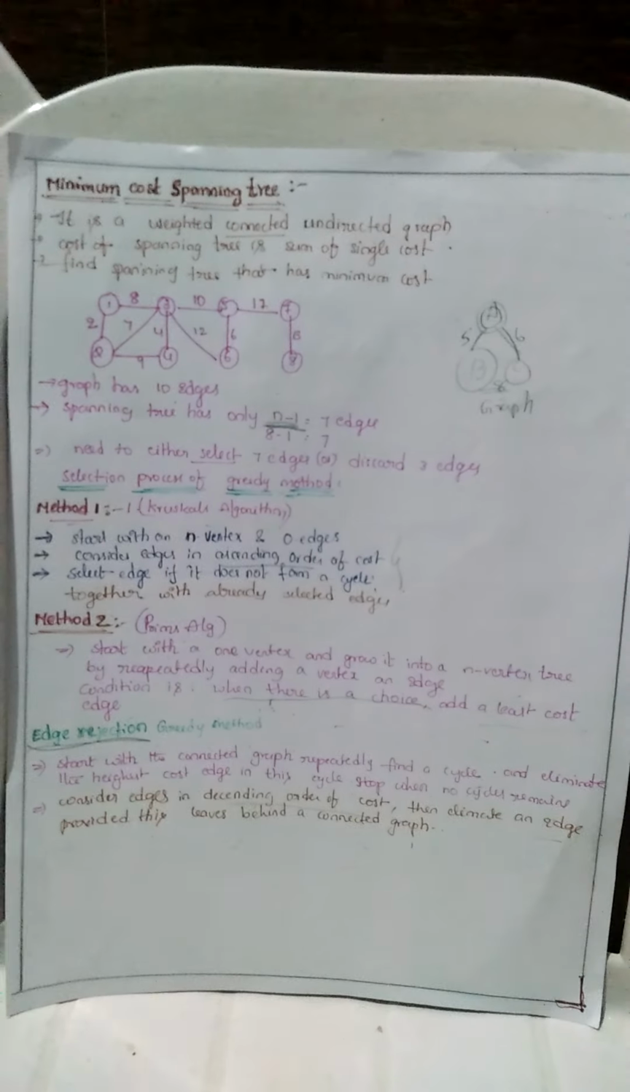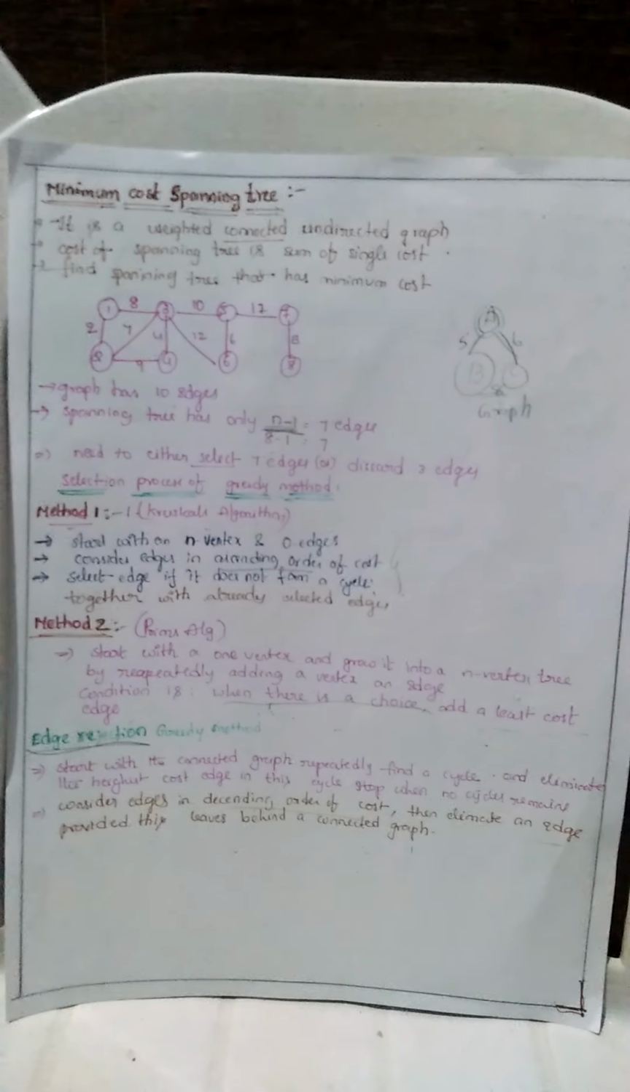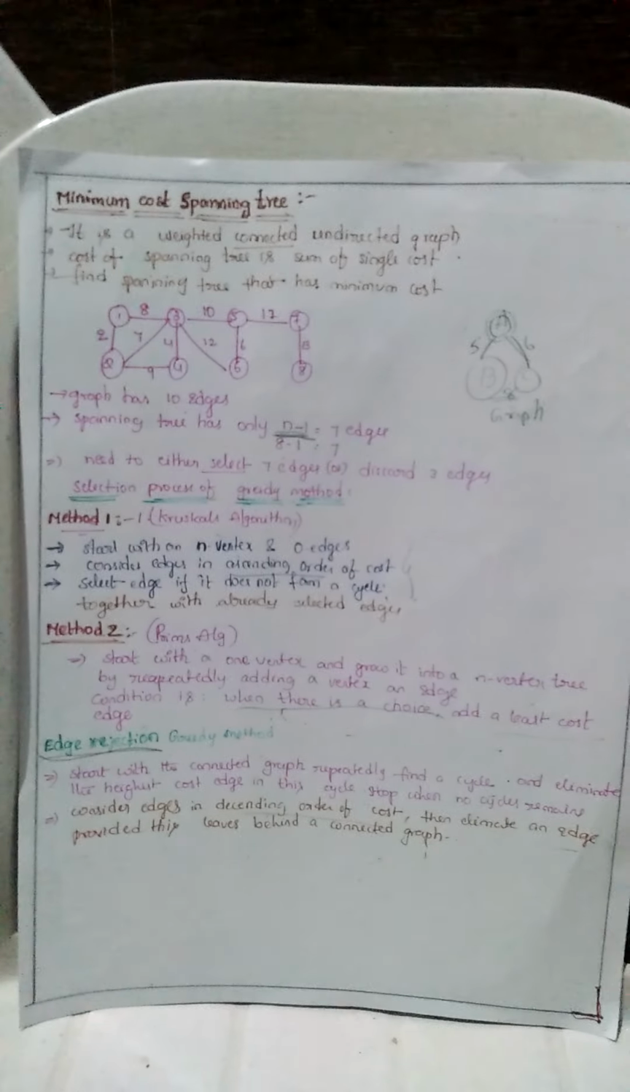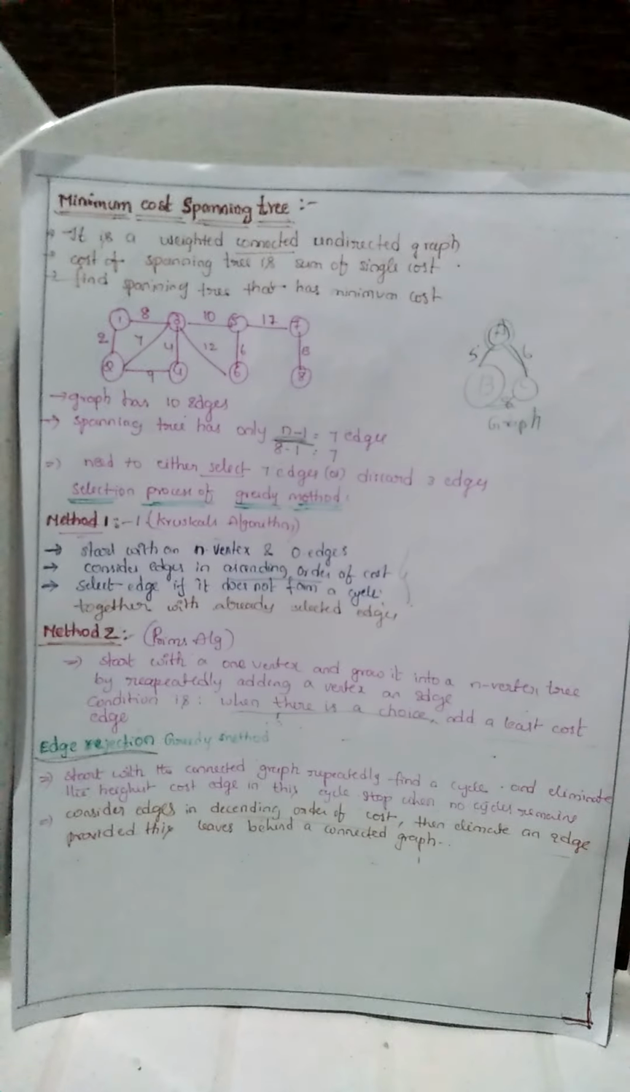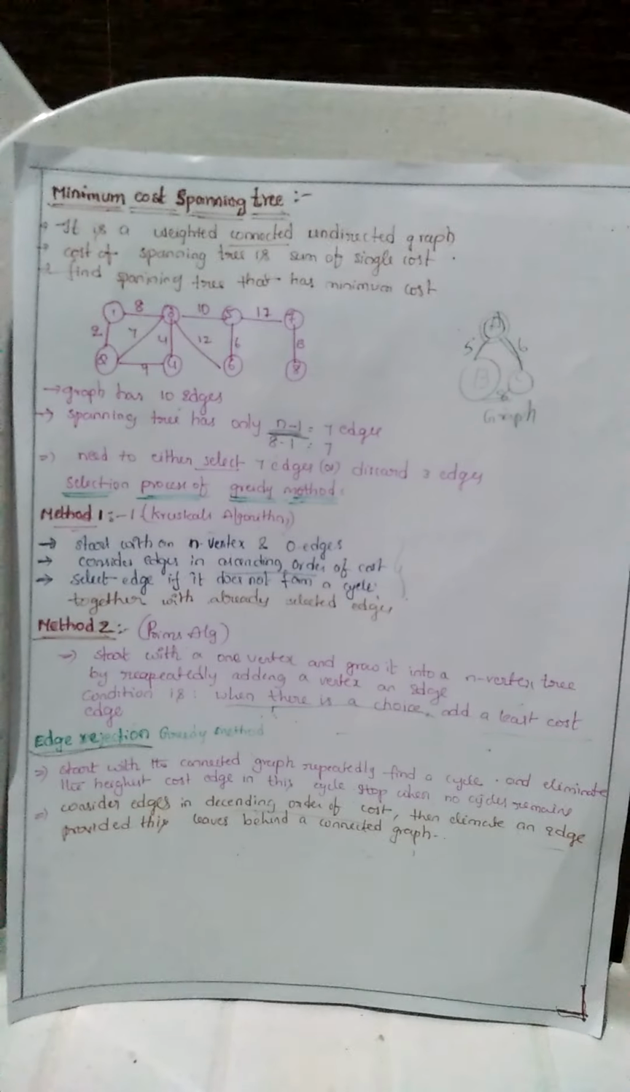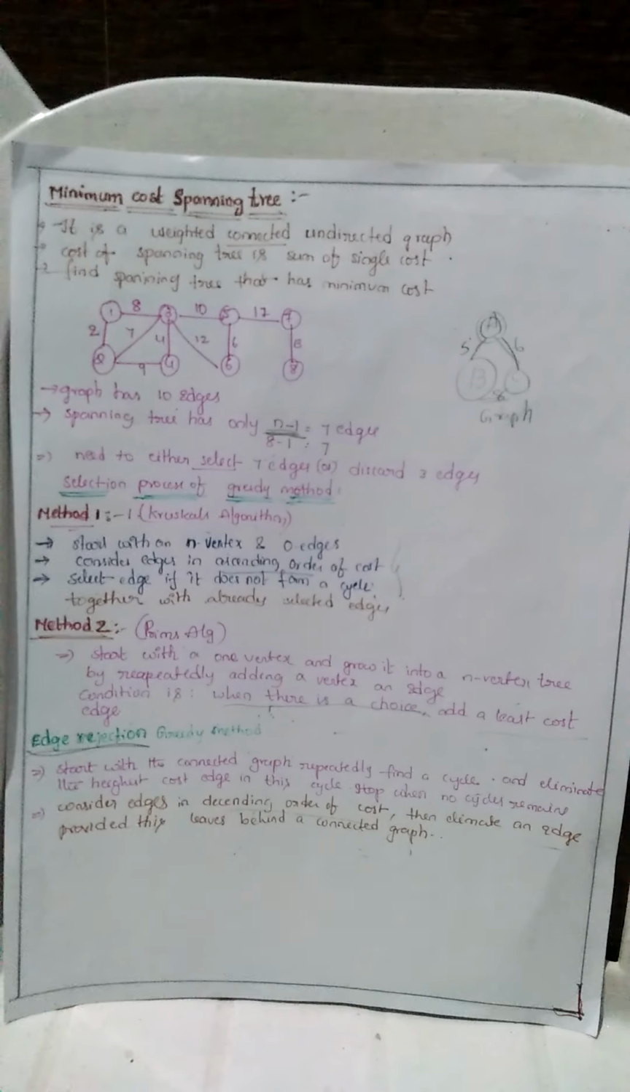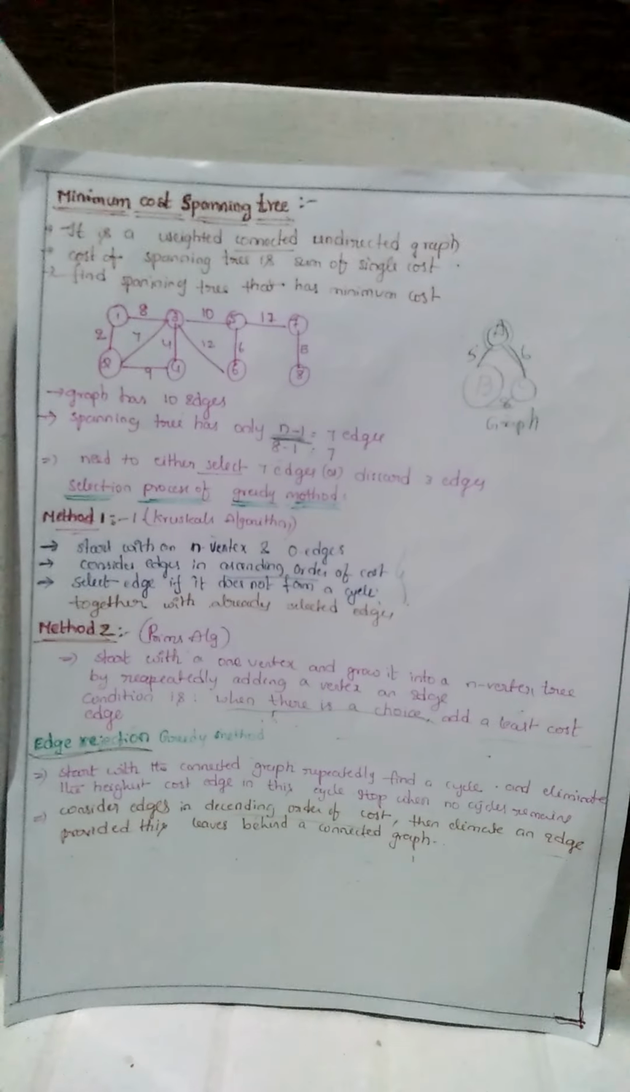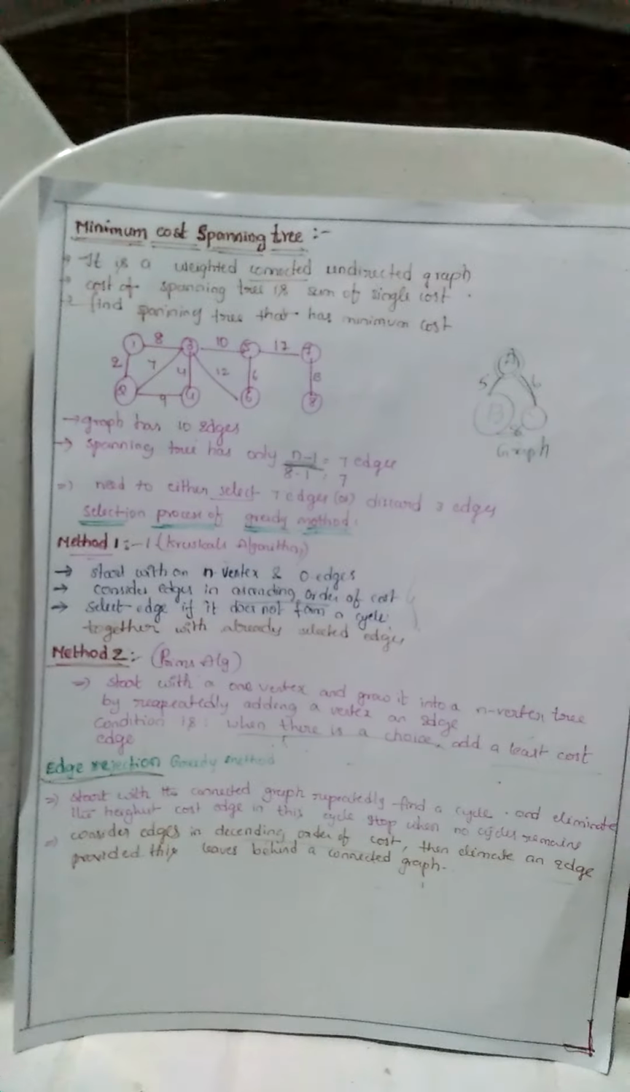The graph has 10 edges, but according to our formula the spanning tree has only n minus 1 edges, where n is the number of vertices. The number of vertices is 8, minus 1, that is 7 edges. Actually here we have 10 edges, but we need only 7. So we need to eliminate 3 edges.